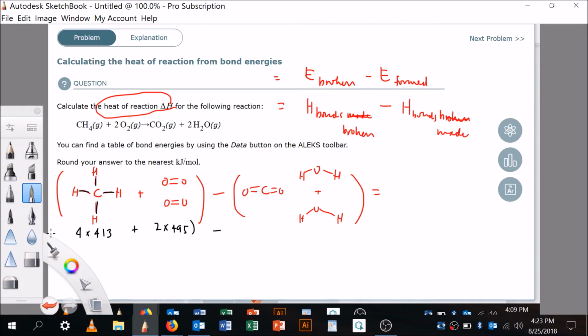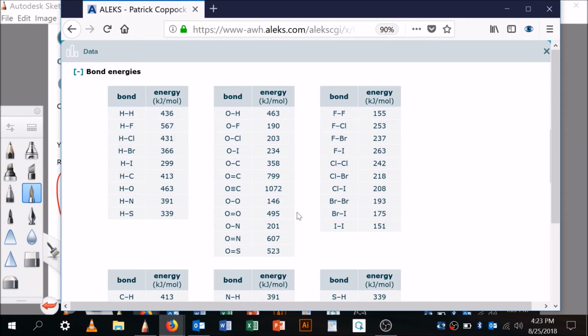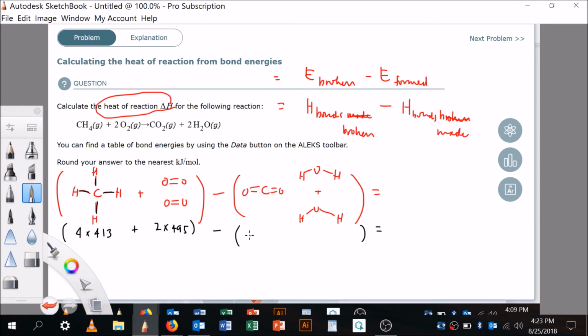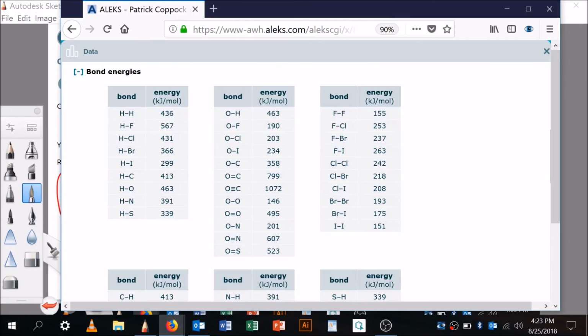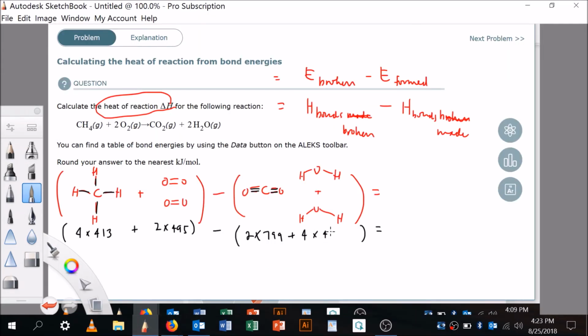Okay? Don't forget, if you add wrong, we're going to be in trouble. So it looks like I've got 2 carbon-oxygen double bonds. Where are those? There they are, 799 each. You see them? Okay, so it's 2 times 799. You see? There's one and there's the other. Okay? And then it looks like this is going to be 4 times the OH bond. And where is OH? Right here, 463, times 463.